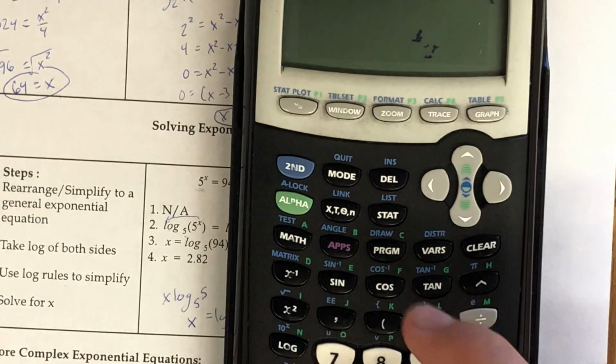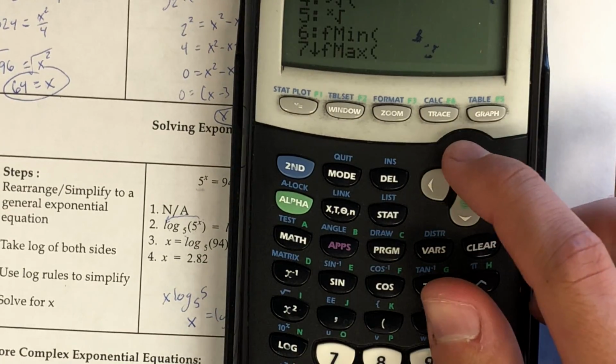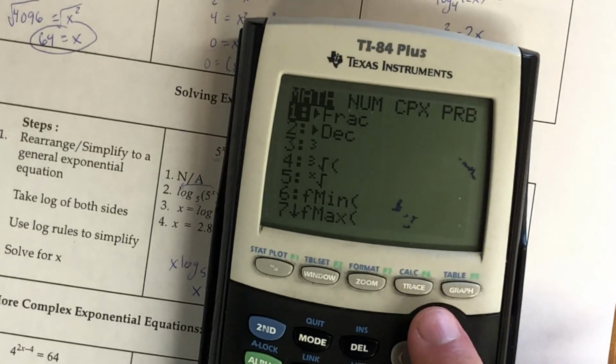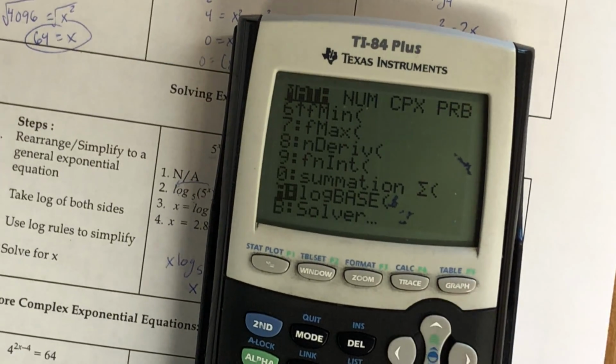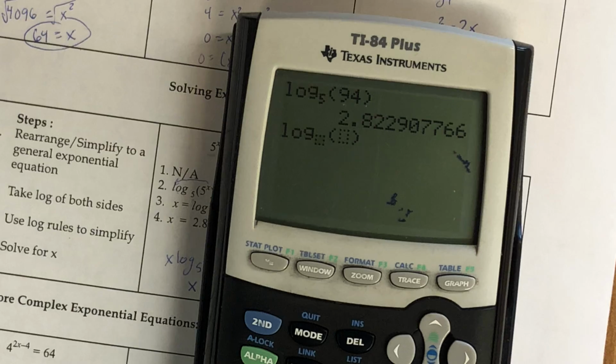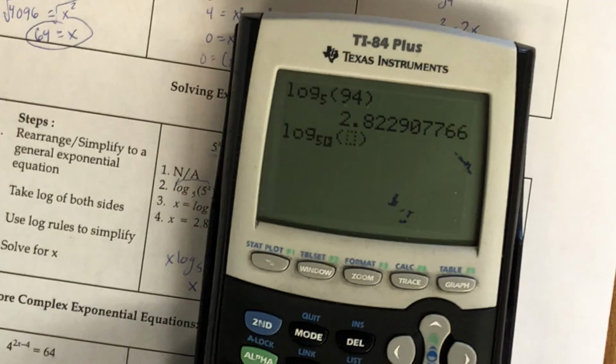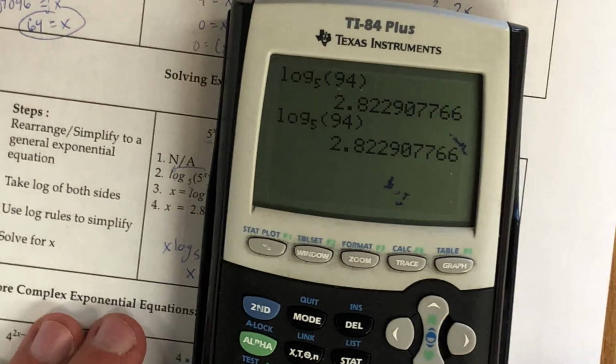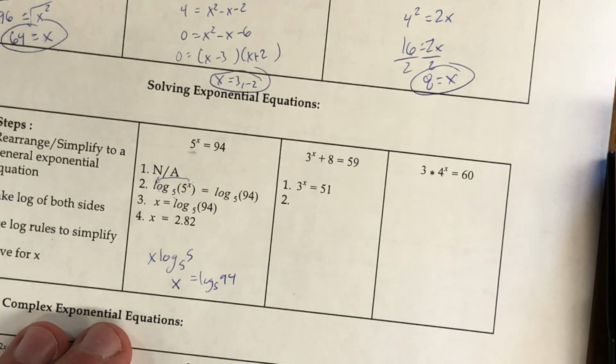Again, the way I did that was math, and then if you scroll up, here's the start. If you scroll up, log base, enter, and then you can enter in the numbers you want. So 5, hit that right arrow, 94, enter. Okay. So the same idea would apply here.